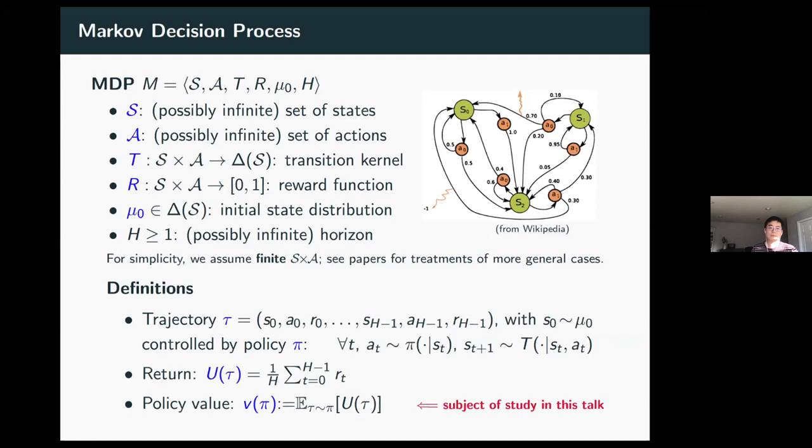And the higher the better, because we want to maximize reward. But in this talk, we're not going to talk about how to optimize the policy, but rather we just estimate this quantity, the value of pi, given a policy pi. Is there any question about the notation here in the setup? If not, then we can talk more about the estimation of the policy value.